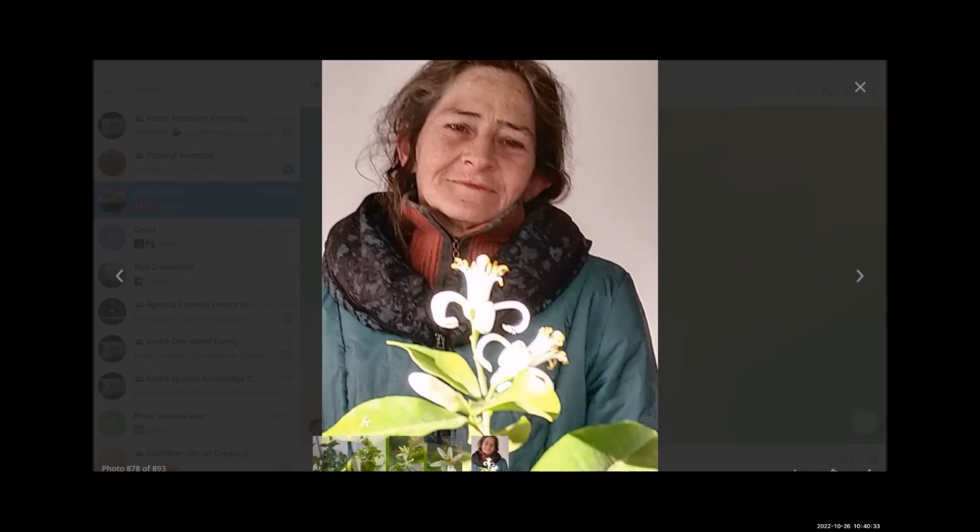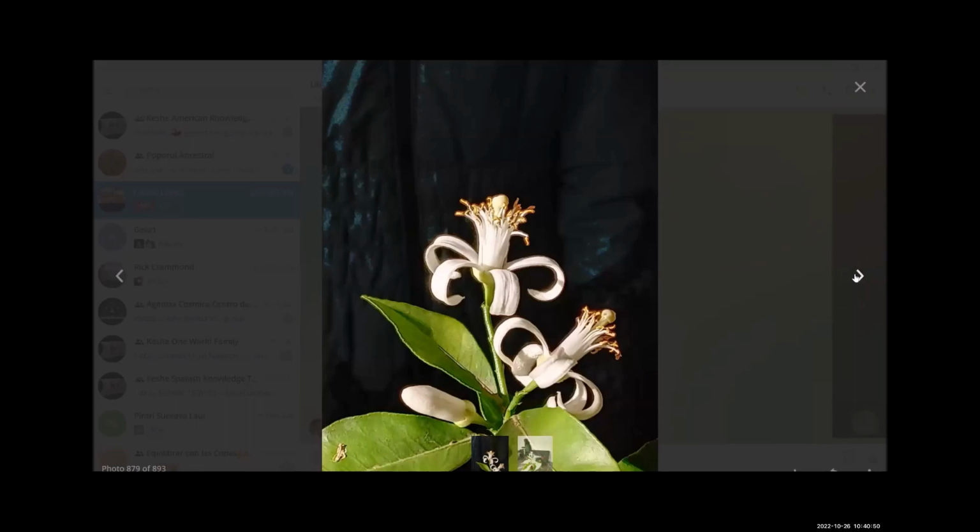Here you can see 2 beautiful flowers, and a third one in the background. It's Jetta, who, as you know, is always in the background.